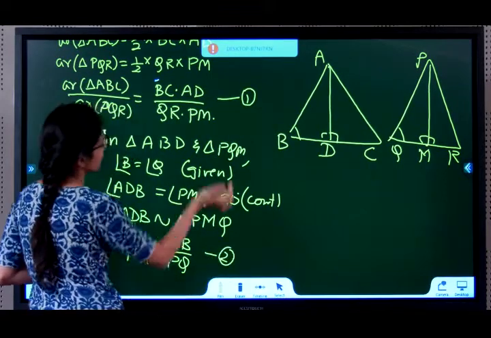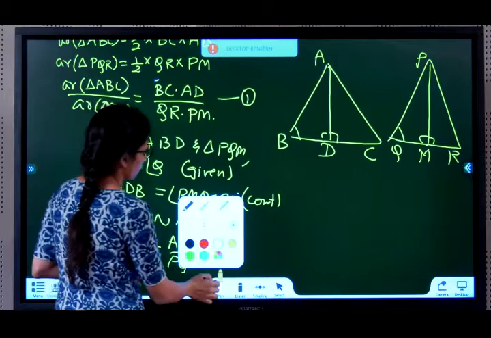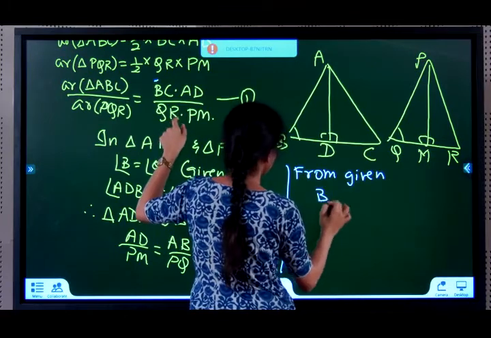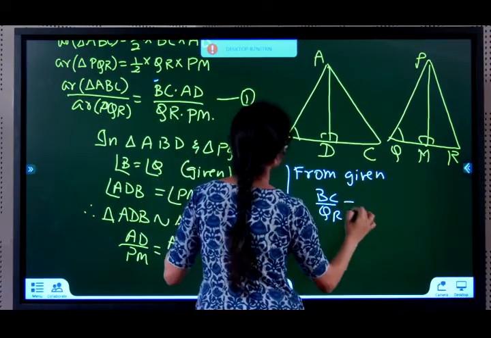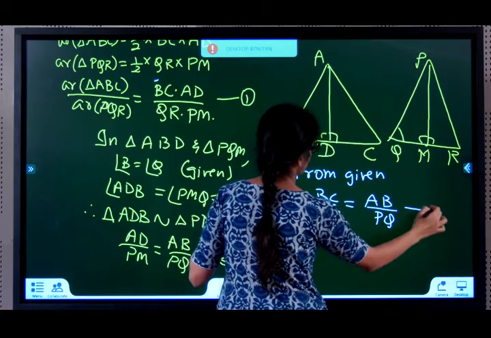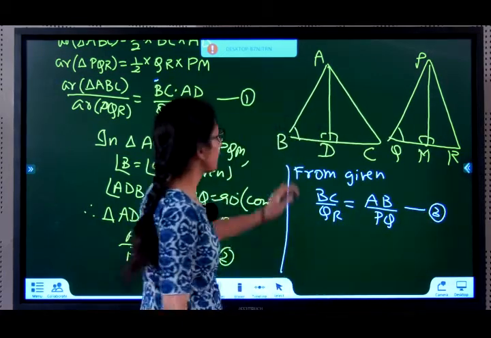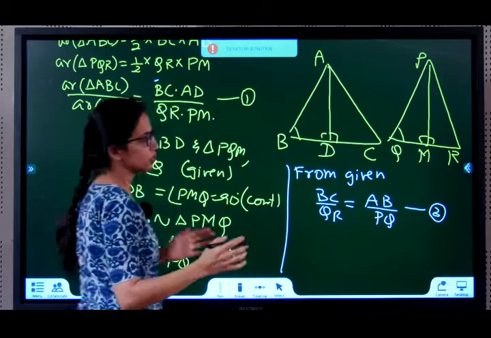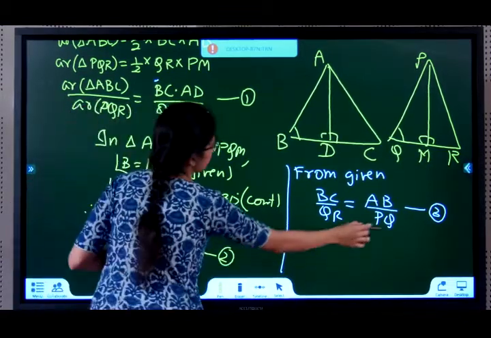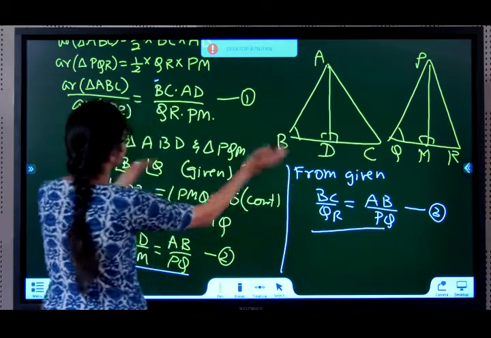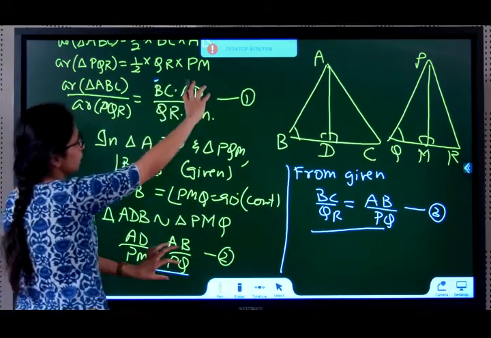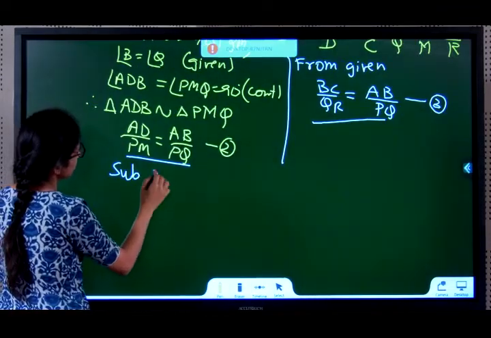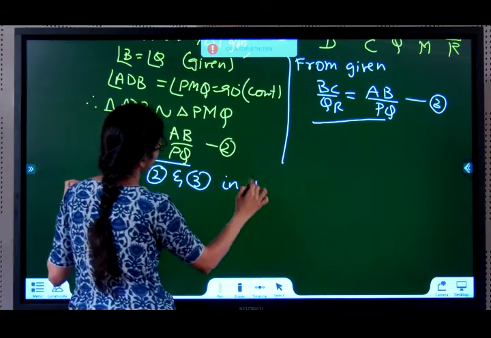Let's call this equation 2, because I'll be substituting it in that. From given, can I say BC by QR is equal to AB by PQ? Yes, let's call this 3. How from given? Because AB by PQ is equal to BC by QR is equal to AC by PR was in the given condition, because the two triangles are similar. So I have this as equation 2 and this as equation 3. Substituting 2 and 3 in 1, BC by QR will become AB by PQ, and AD by PM will also become AB by PQ.